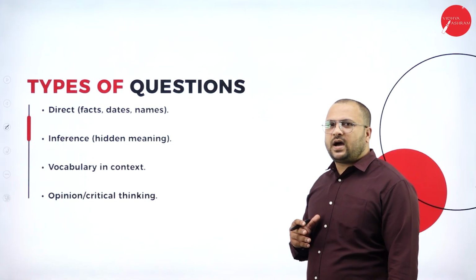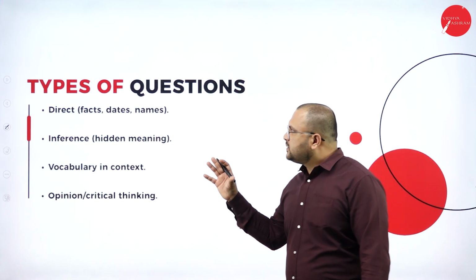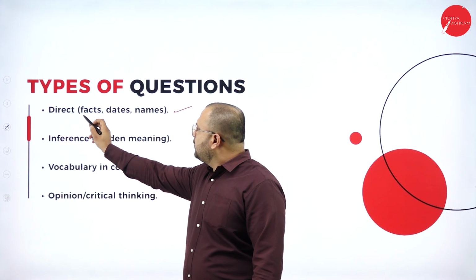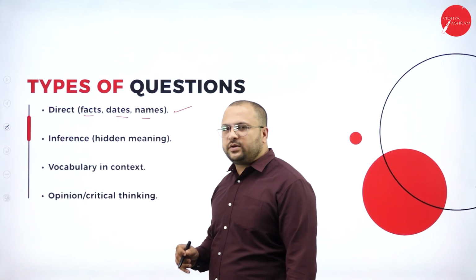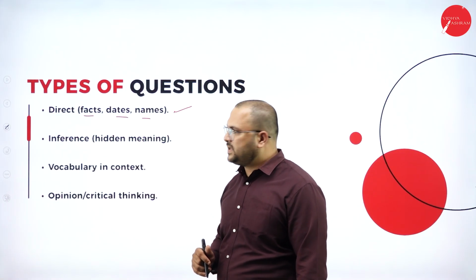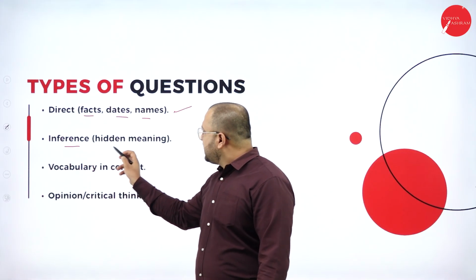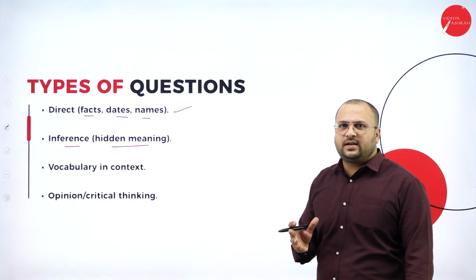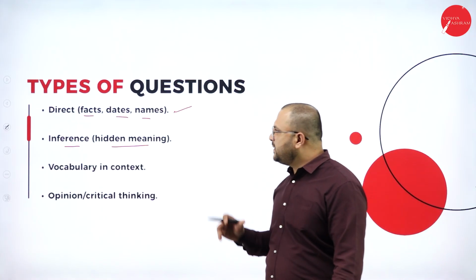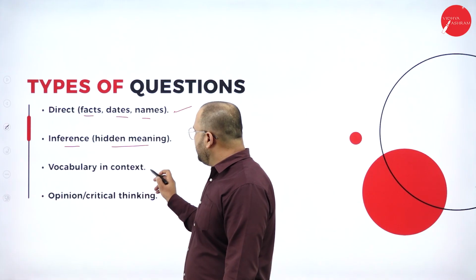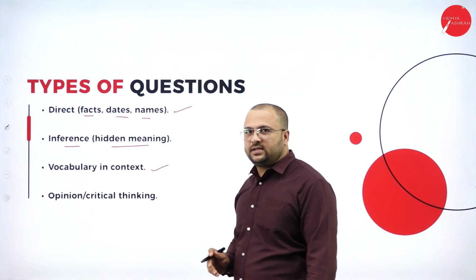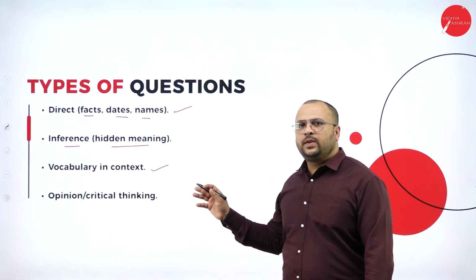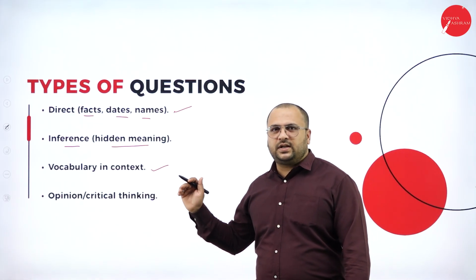So types of questions asked after the reading passage. So here are these types of questions. Some are direct questions. They involve facts, dates, and names. So once you read the question, you can easily identify them in the passage. Then inference. Inference means hidden meaning. They do not ask you directly, but once you read it, you have to understand what is being asked. That is the inference-based questions. Then vocabulary in context. Sometimes they will ask the different meaning of a word which is mentioned in the passage. So once you go through that, you can easily understand the question and answer them.